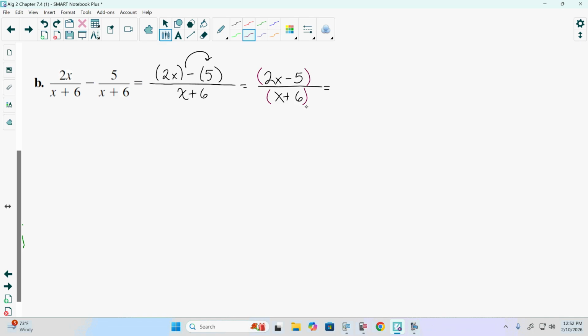But with our 2x minus 5 on top, there is no greatest common factor. There's nothing in common with 2x and 5. Nothing we can factor out, nothing we can simplify out. Same is true on bottom. x plus 6, there's nothing in common. There's no way to reduce it. And since there's nothing in common on top and bottom, we don't have the same expression on top and bottom. This is actually as far as it goes. We can't simplify further. It is 2x minus 5 over x plus 6. Questions on this here?